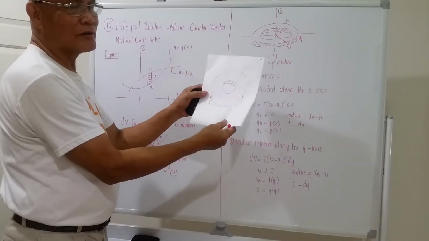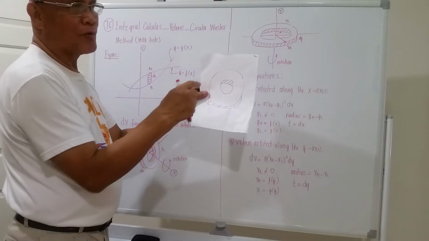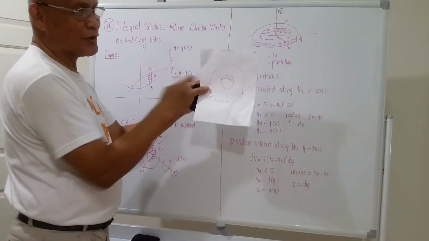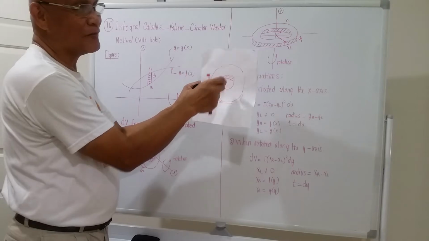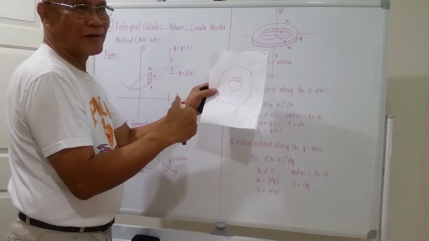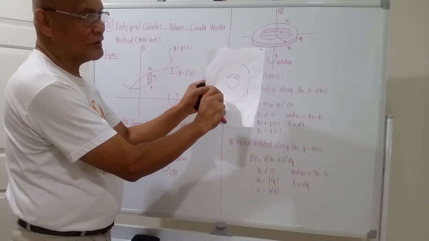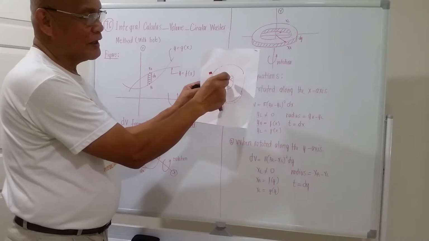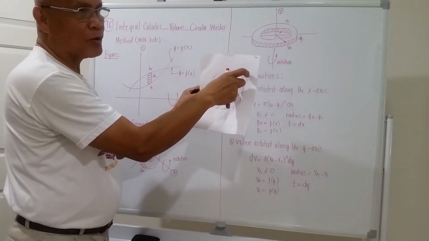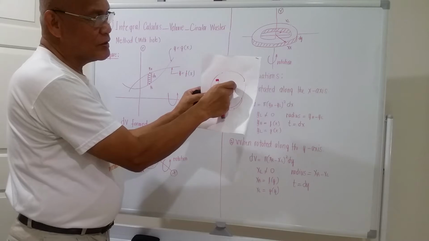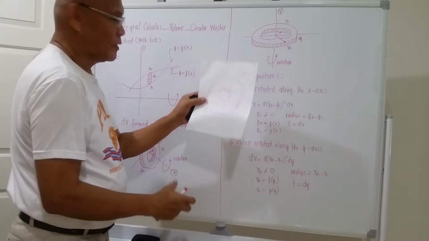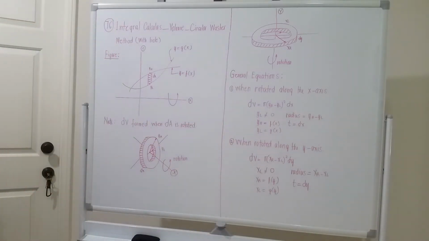Okay, it is something like this. The washer, like the one for bolts and nuts, the figure is something like this. There's a hole at the middle and it is circular. Okay, it has a certain thickness. It has an inner radius and an outer radius. Inner radius, outer radius. Okay, let's proceed.